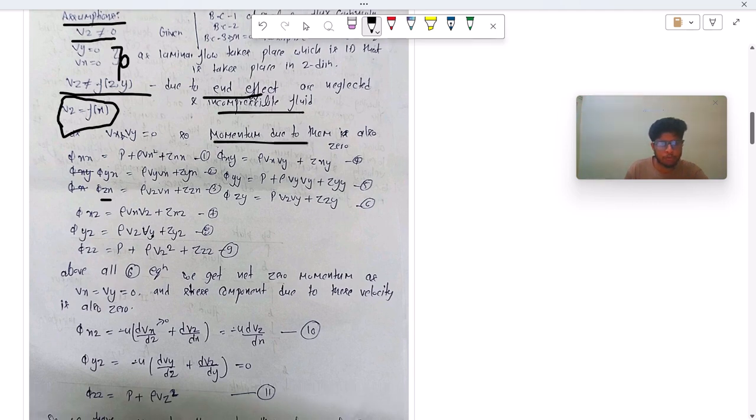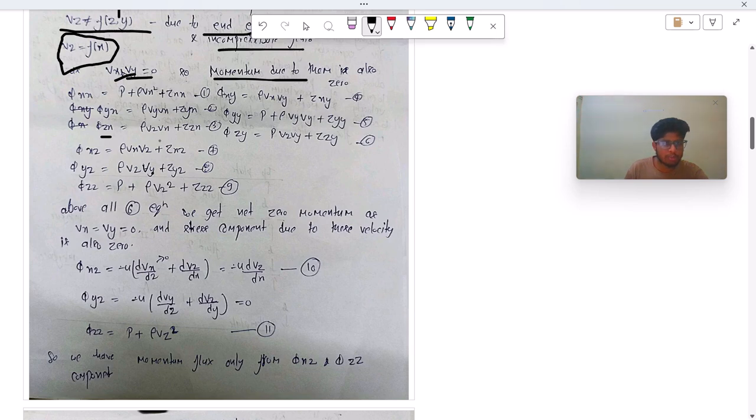Here, since vx and vy are 0, the momentum due to these velocity components must be 0, as there is no velocity in the x direction and no velocity in the y direction, so there is no momentum caused by these velocities. We have nine velocity and momentum components: phi xx, phi yx, phi zx, phi xy, phi yy, phi zy, phi xz, phi yz, phi zz. Phi xx is p plus rho vx square plus tau xx.